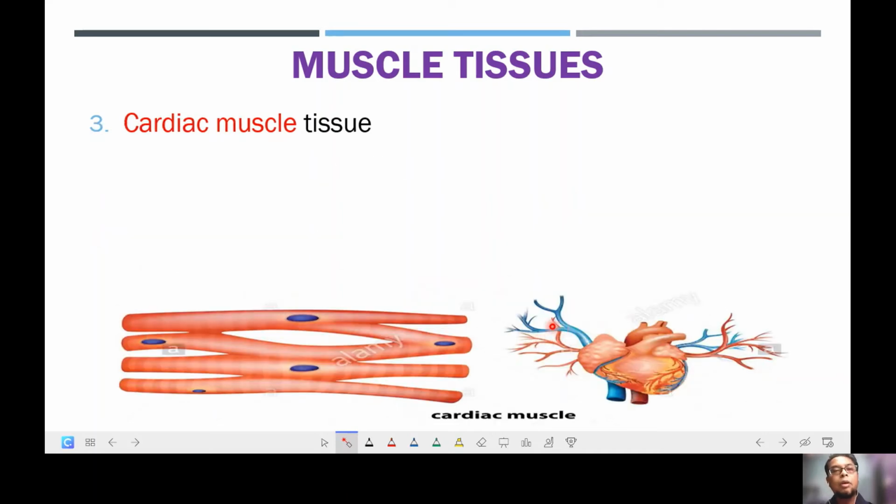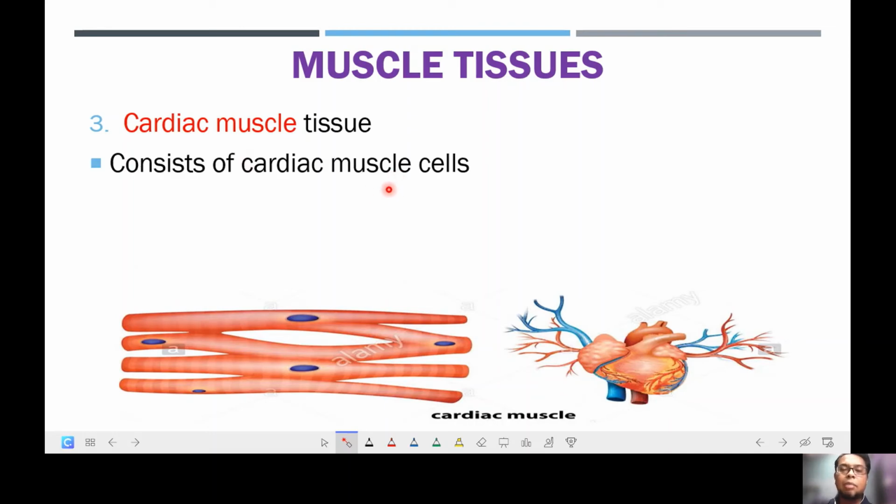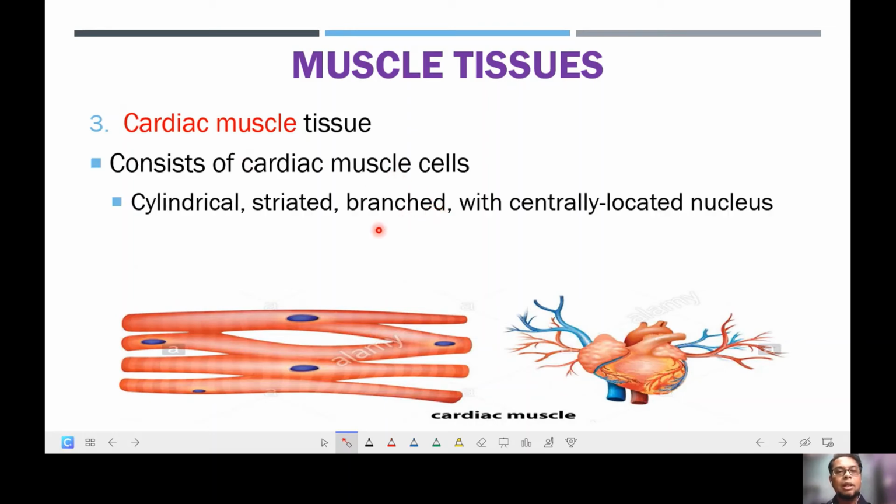The third type will be the cardiac muscle tissue, which consists of the cardiac muscle cells. The cells are also cylindrical and they are also striated. However, the striations are not as clear as the striations of the skeletal muscle tissue. Another difference is that these cells are branched and the nucleus is centrally located in each cell.